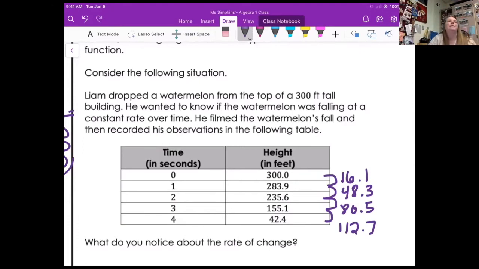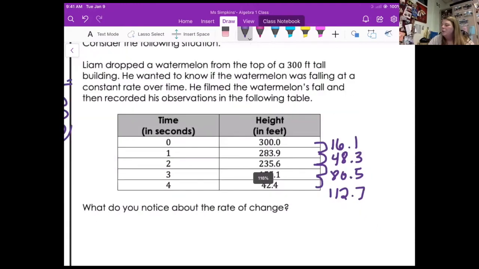What's going to happen to this watermelon eventually? Splat. Where's it going to splat? On the ground, right? Probably a little after 4 seconds, because after 4 seconds, it's only 42 feet above the ground, right? And then probably soon after that, it's going to hit the ground.